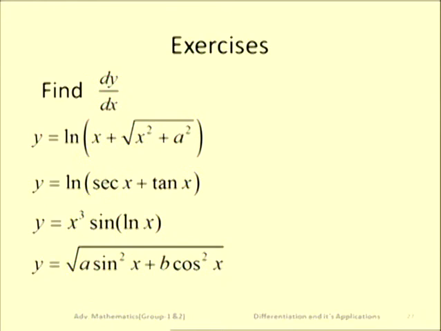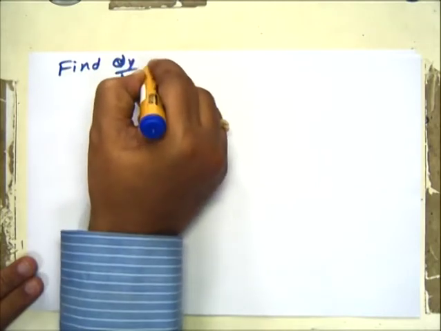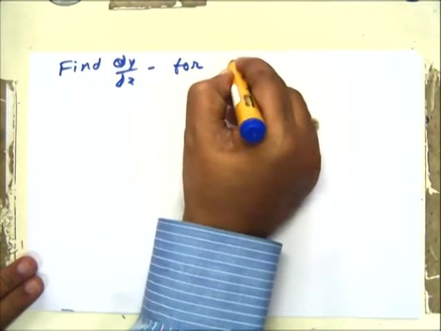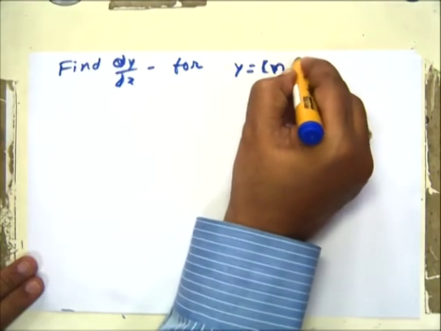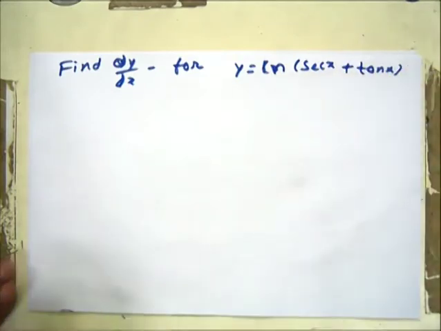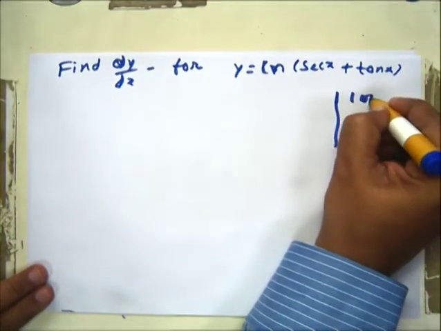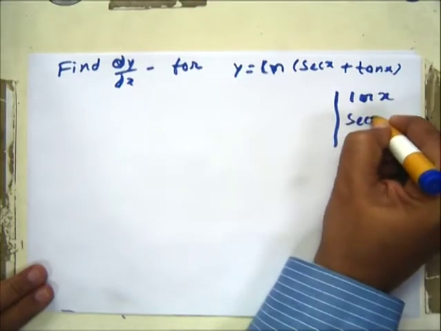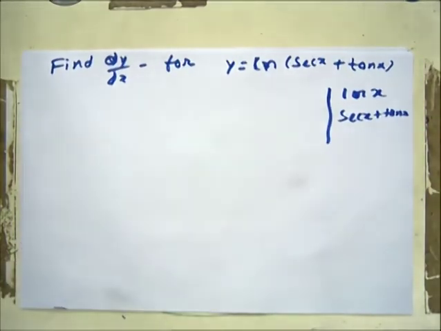Say, find dy by dx for y is equal to log of sec x plus 10x. Here the function is y is equal to log of sec x plus 10x, and we are asked to find its derivative. So again we have a composition of two functions, one is log x and another is sec x plus 10x. So these are two functions and their composition is given.